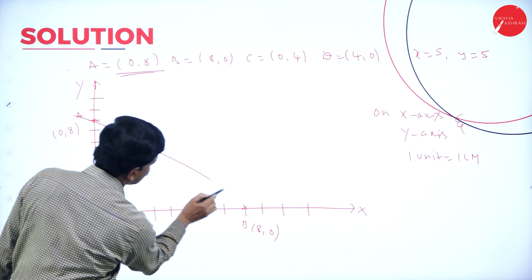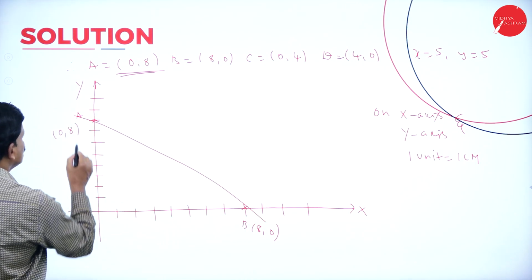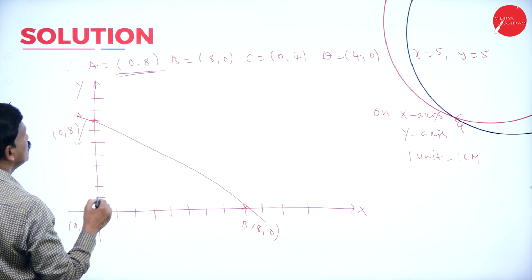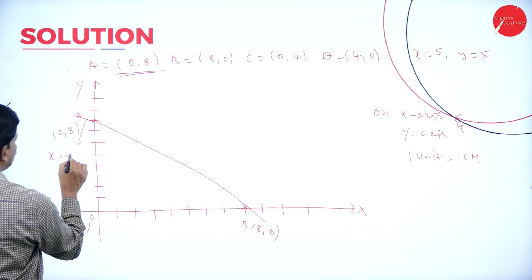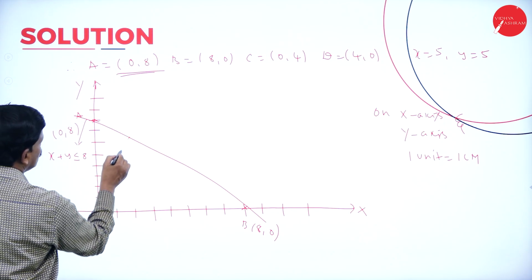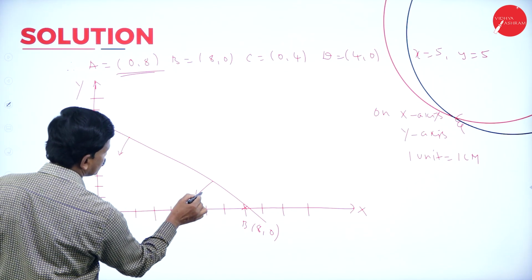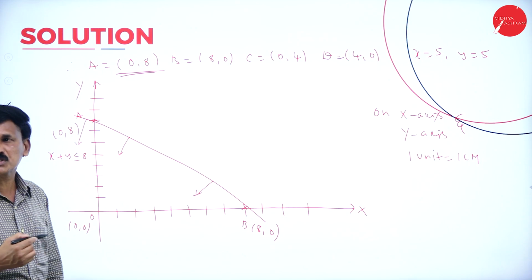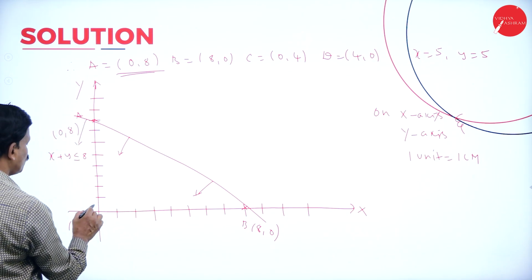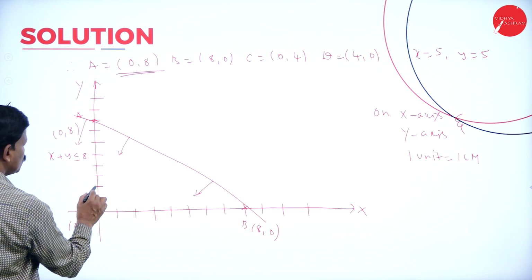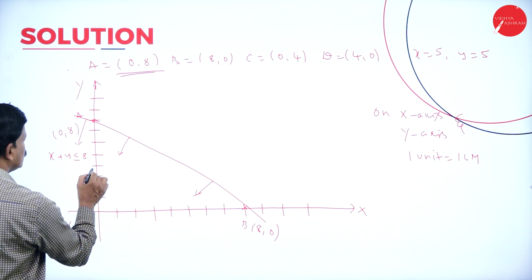So let us represent this. Now what is this line? This line is nothing but x plus y is less than or equal to 8. x plus y is less than or equal to 8 means the feasible region is towards the origin. It will go downwards towards the origin. Now what is C? C is equal to 0, 4. X is 0. 1, 2, 3, 4. Y is 4. This is C.